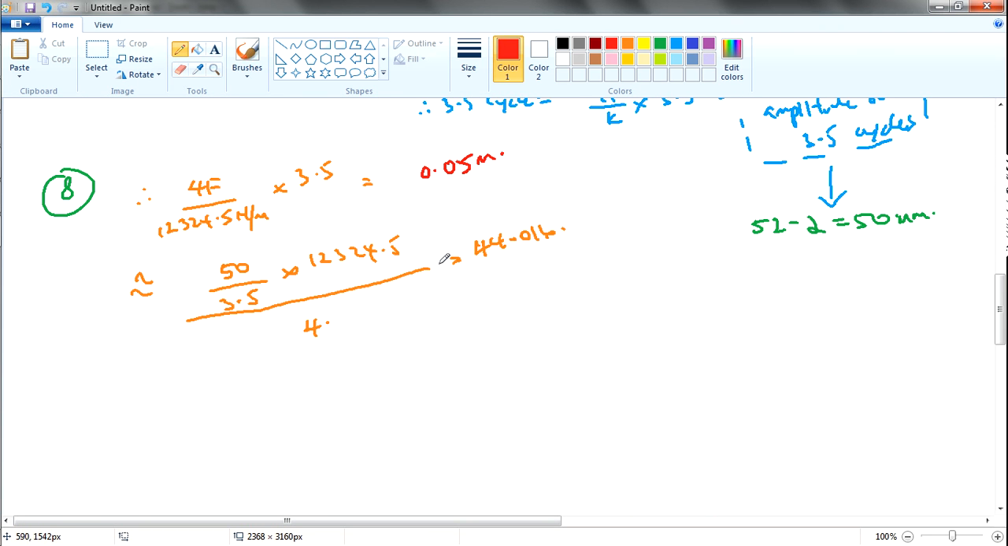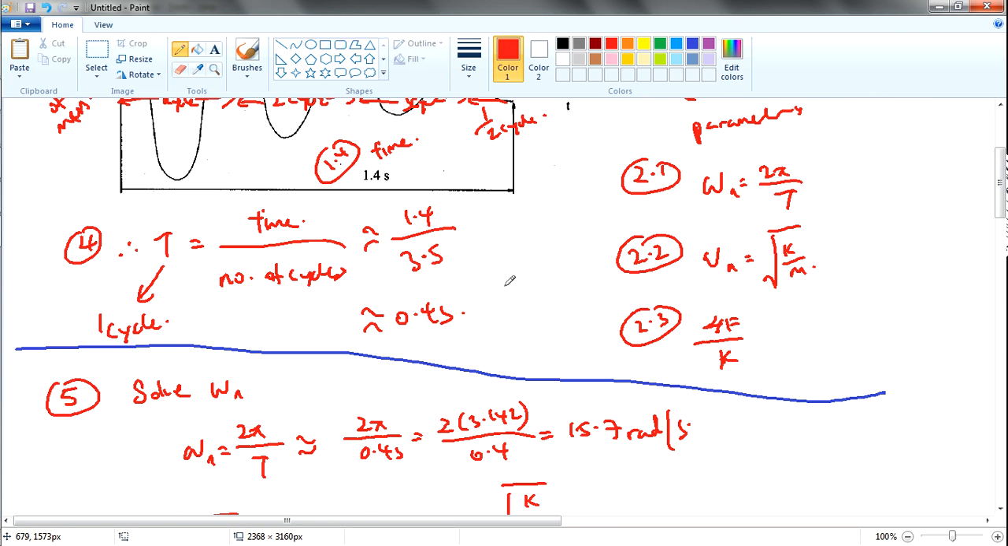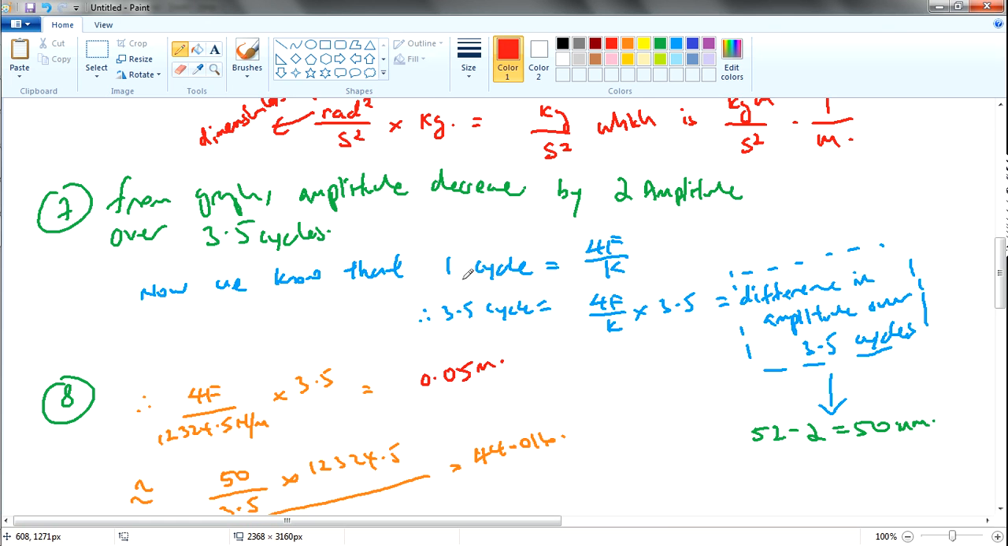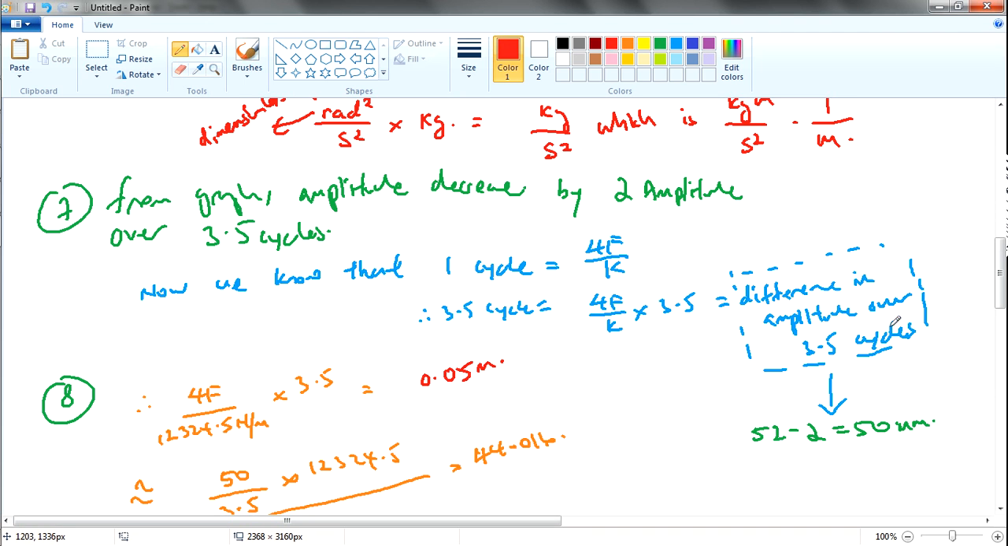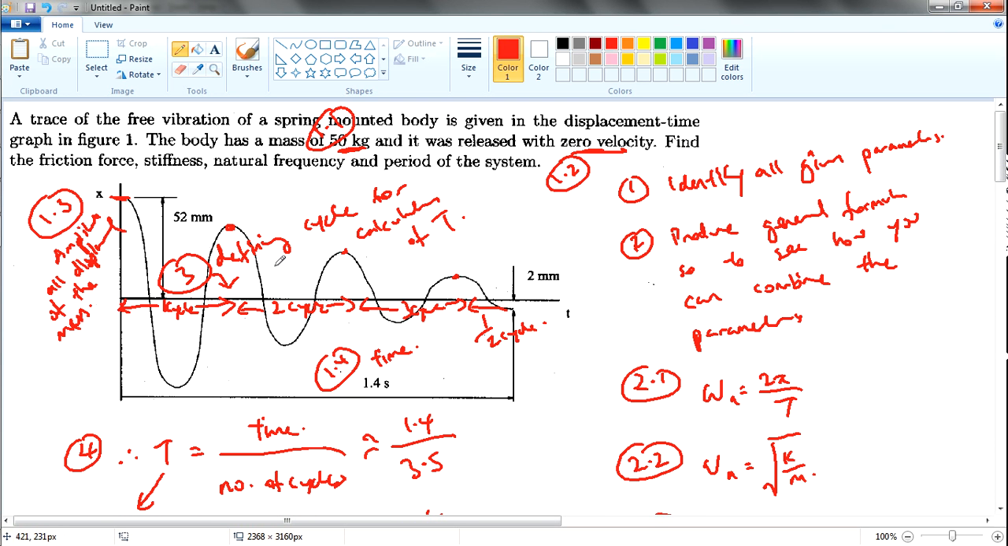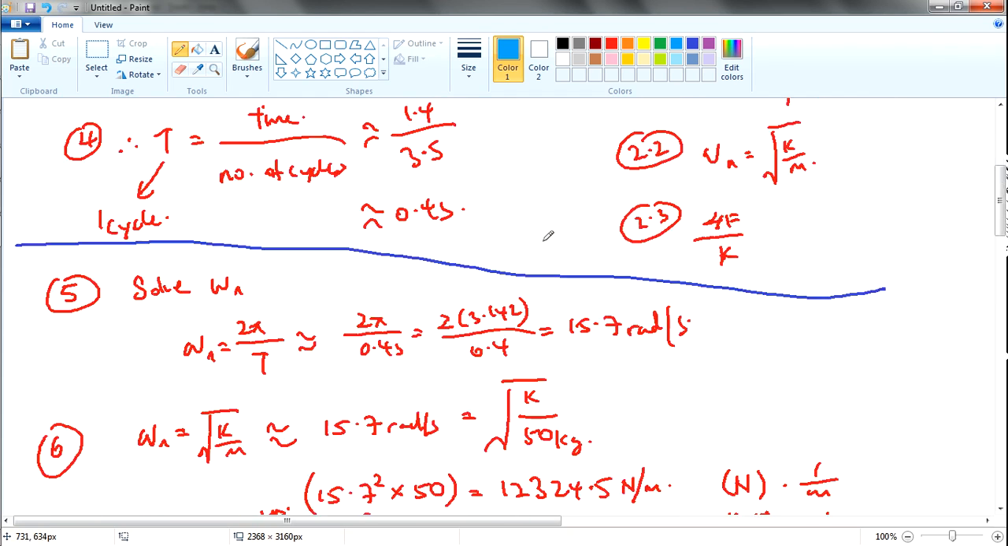Therefore, you can deduce that one cycle is equal to 4F over k, and that 3.5 cycles is equal to 4F over k times 3.5. It's just math. This is equal to the difference in amplitude over 3.5 cycles. So this one is the difference in amplitude between one cycle. This is one cycle and this is 3.5 cycles. The difference itself, as I mentioned, is 52 minus 2, which is 50. It's the amplitude loss between here. Maybe I should define it. Give me a minute. So this is the 50 millimeter.